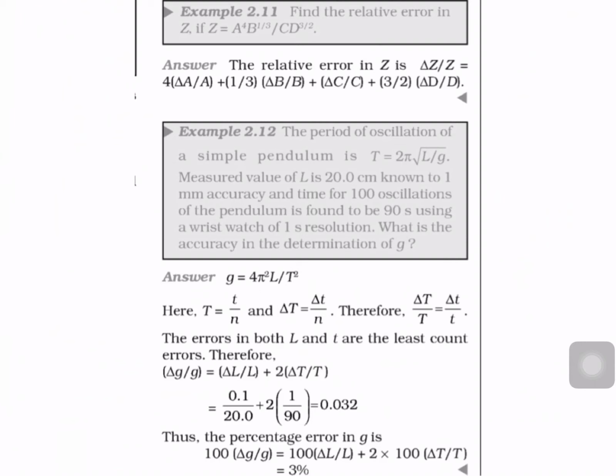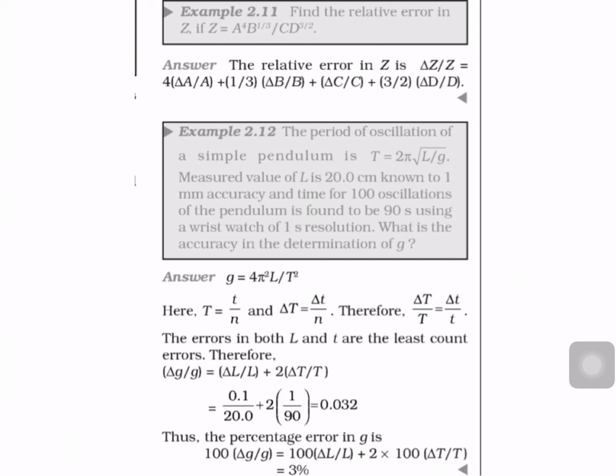So you can multiply 4 power of, what's it, 4 into del A by A plus 1 by 3 into del B by B plus del C by C. There's no power for C, and D 3 by 2. So 3 by 2 into del D by D. That's all. They didn't give any value for A, B, C, D, so you can write directly.